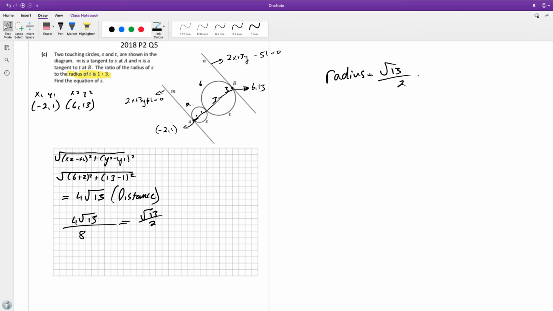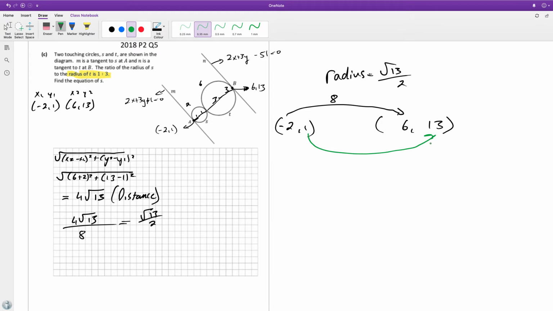Right, so we are going from minus 2, 1 to 6, 13. What is the jump from minus 2 to 6? It's a jump of 8. We are jumping from 1 to 13. Now, as Adam mentioned earlier on, you can use your ratio formula here, but I just prefer using this. 1 to 13 is 12. So our y jumps 12 and our x jumps 8.